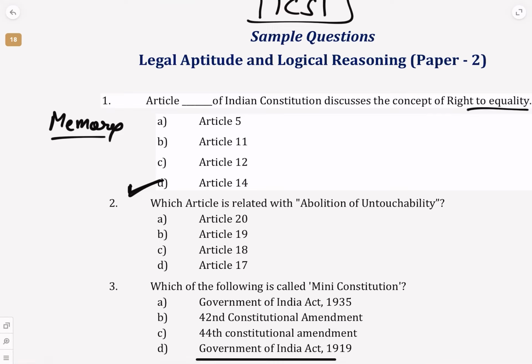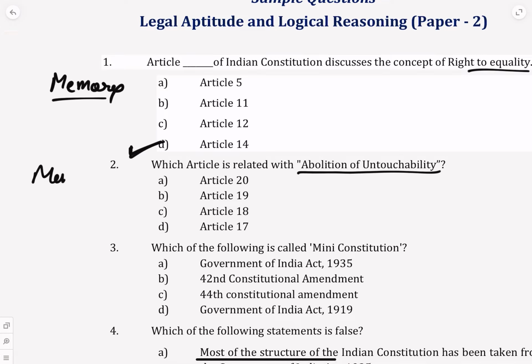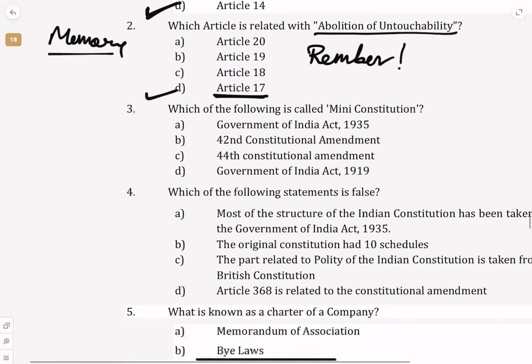Then, which article is related to abolition of untouchability? Again they're asking a memory based question, and the answer is Article 17. There is no application of mind. You have to just remember, there is no other go, and you must write this answer.